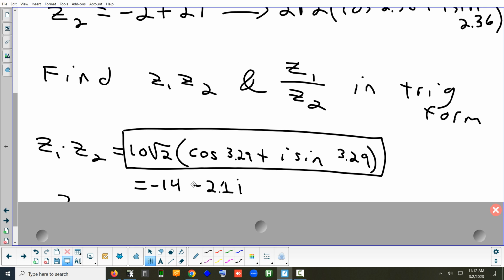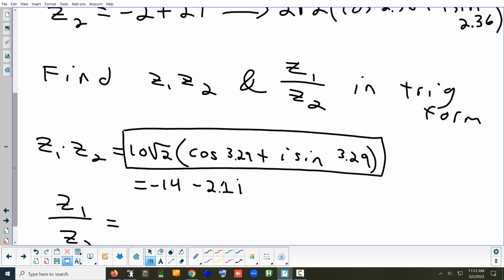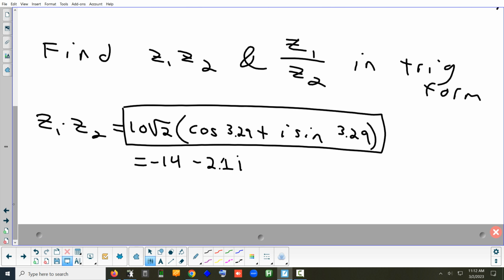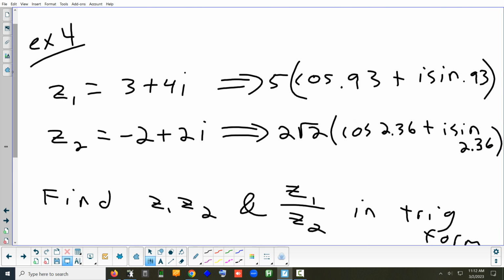Sorry, how did you do it? Just distribute out 10 root 2. Oh, I see.